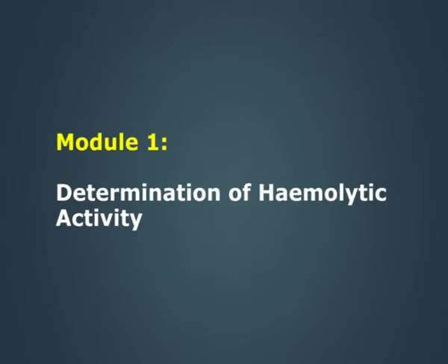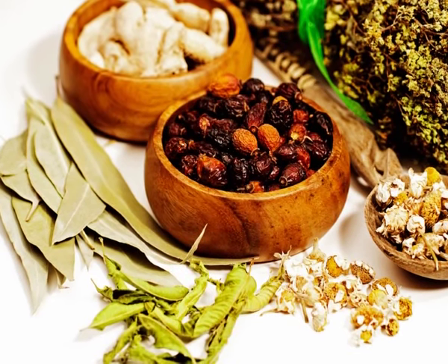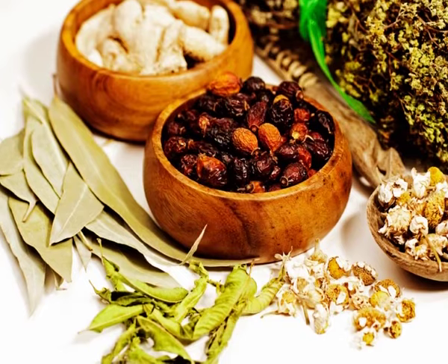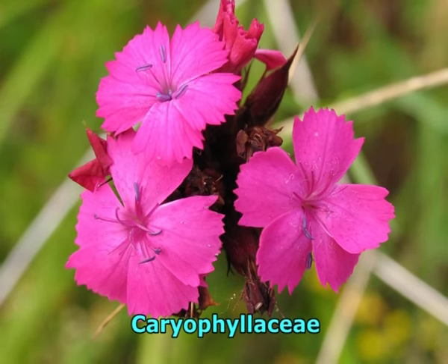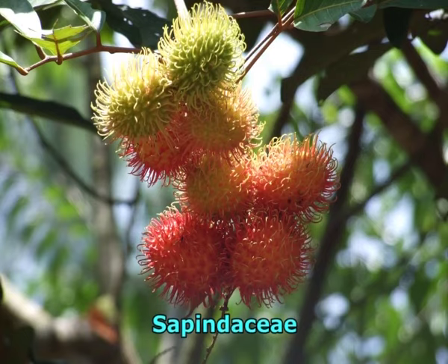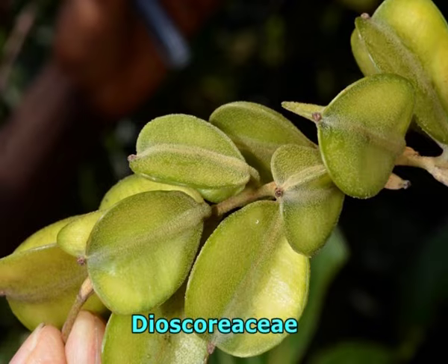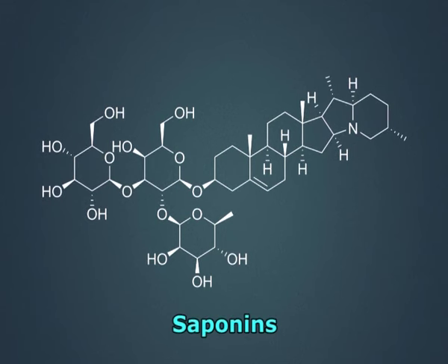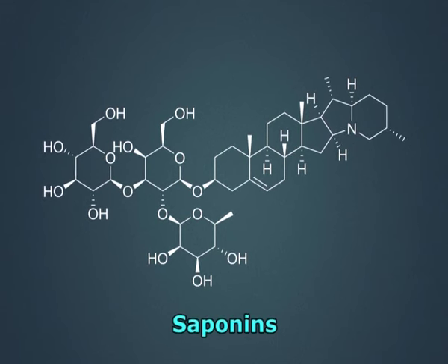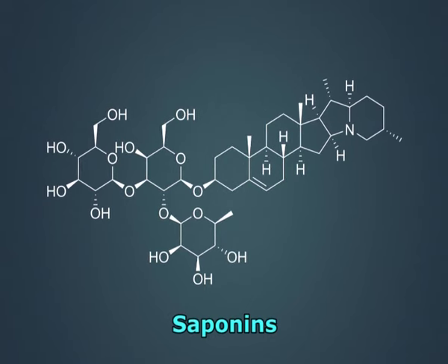Module 1, determination of hemolytic activity. Many herbal materials, especially those derived from the families Caryophyllaceae, Araliaceae, Sapindaceae, Primulaceae, and Dioscoreae, contain saponins. The most characteristic property of saponin is their ability to cause hemolysis.